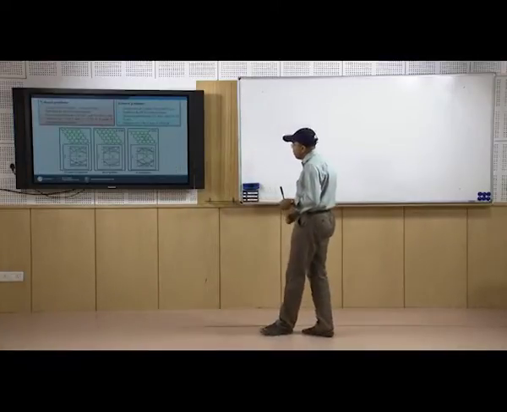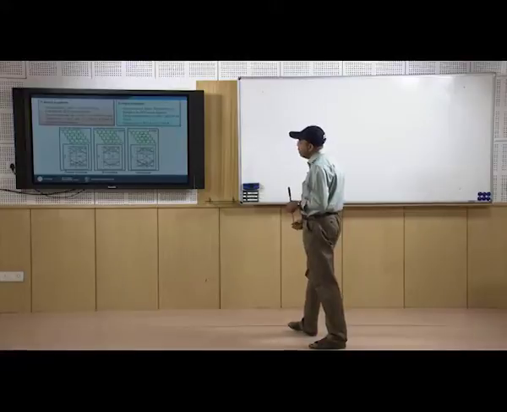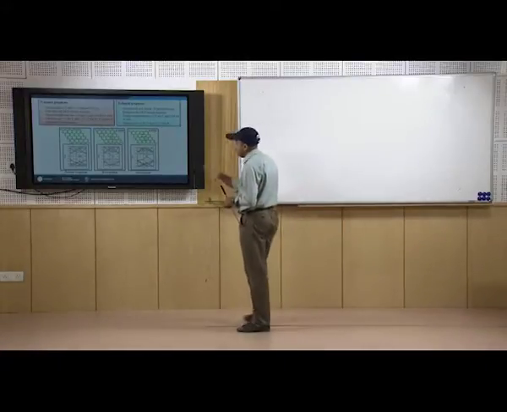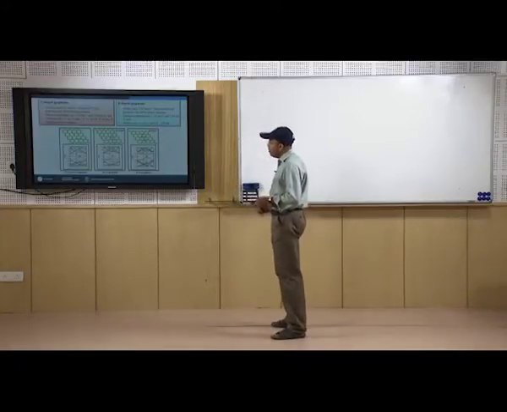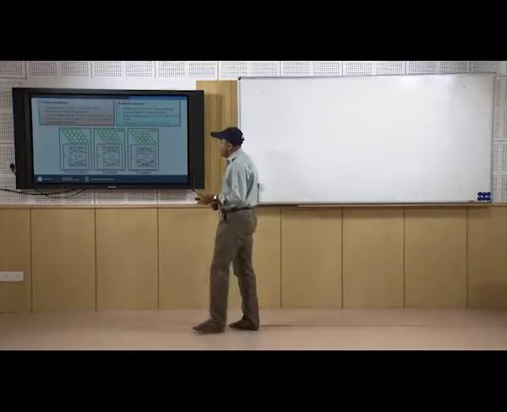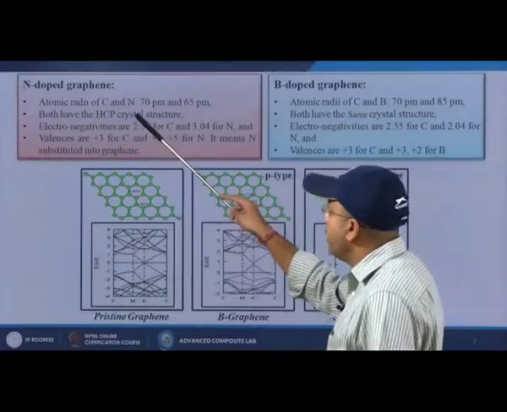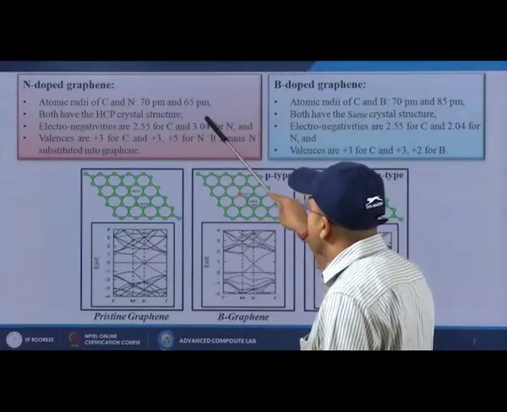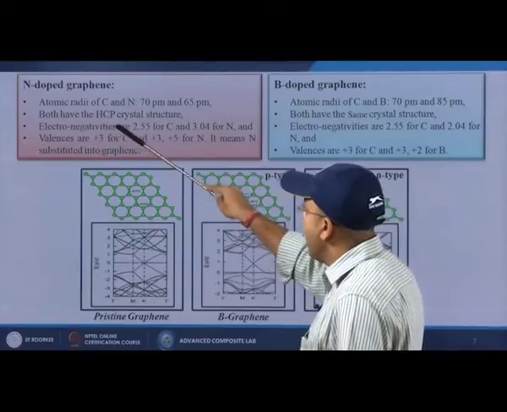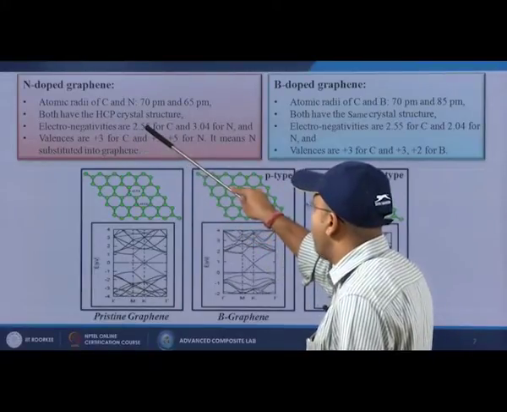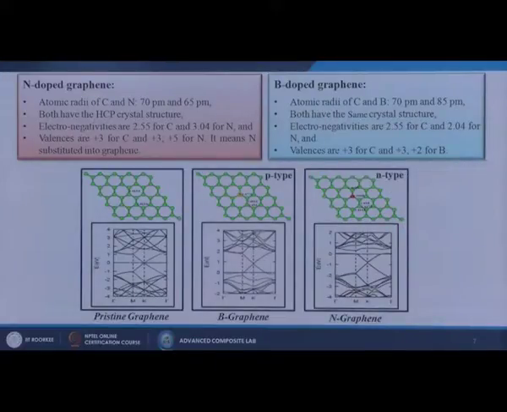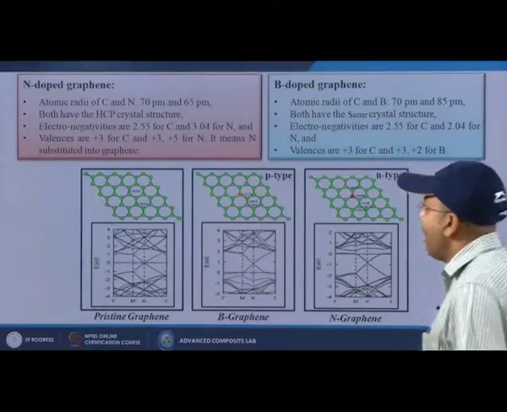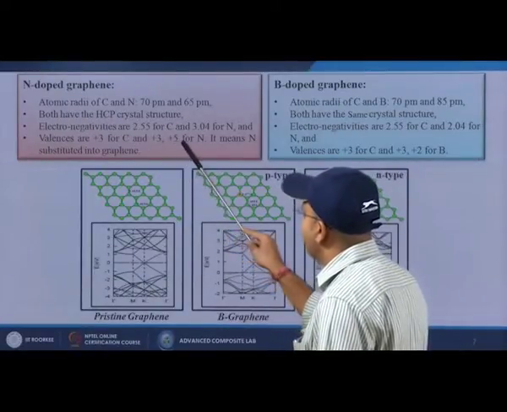Here we have also given certain examples: N-doped graphene, meaning nitrogen-doped graphene, and B-doped graphene, meaning boron-doped graphene. In N-doped graphene, the atomic radii of carbon and nitrogen are 70 pm and 65 pm, and both have the hexagonal closely packed crystal structure. Electronegativities are 2.55 for carbon and 3.04 for nitrogen, and valencies are +3 for carbon and +3, +5 for nitrogen.